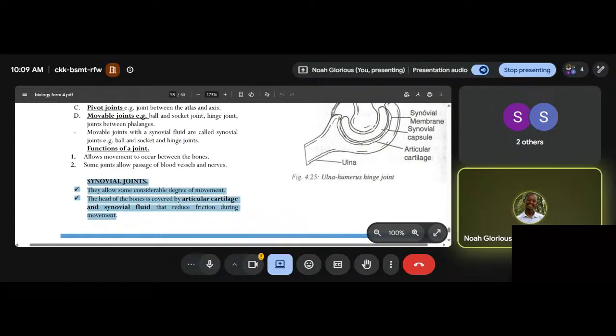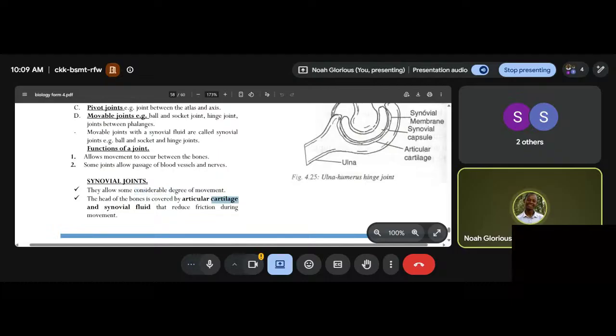Synovial joints allow some considerable degree of movement. When we say considerable, we mean the movement can be felt or seen. That's why we call them synovial. And their main characteristic is that the head of these bones is covered by cartilage.